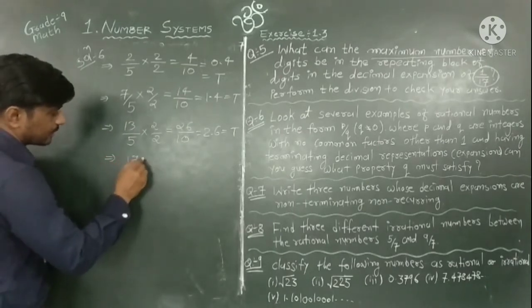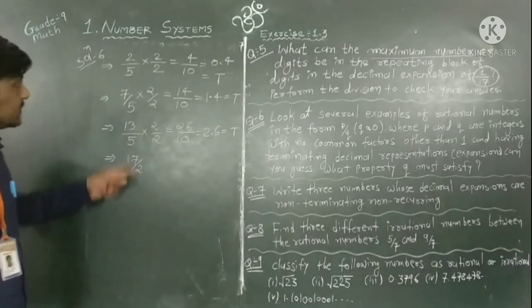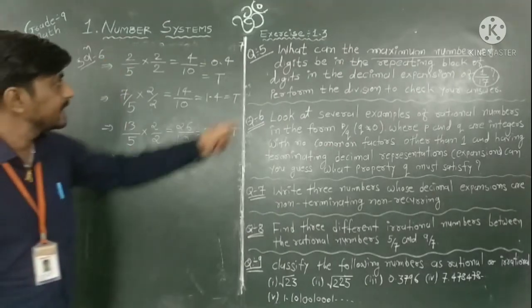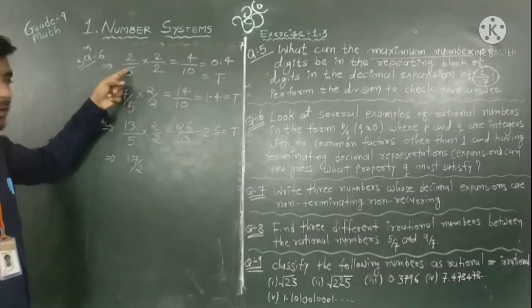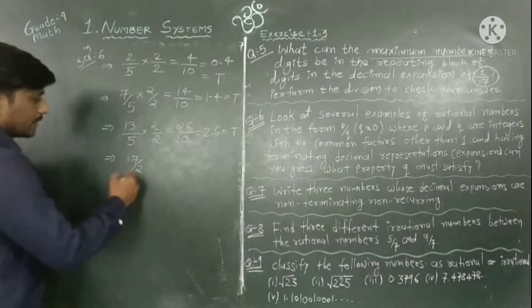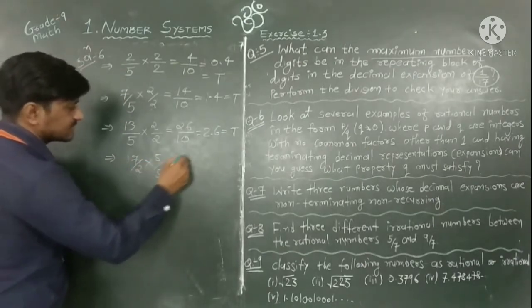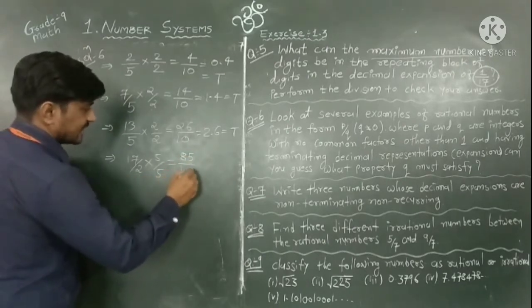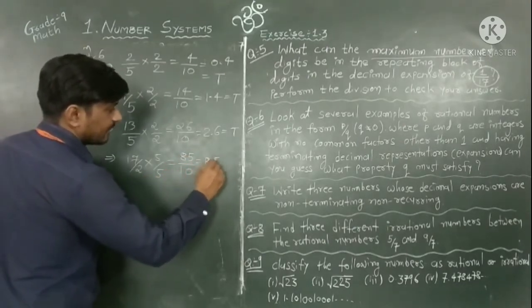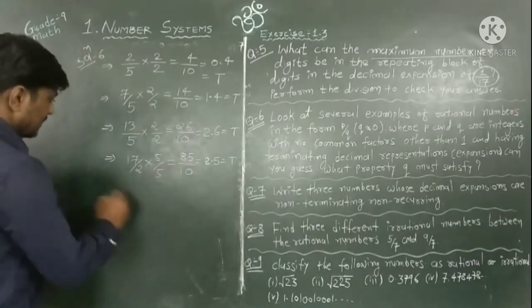Suppose 17 by 2. Now I can take 2 in a denominator. The earlier examples had denominator 5, and here I take 2. Now multiply by 5 by 5. So what happens? 17 5s are 85 and 2 5s are 10. That means 8.5, and that is a terminating number. Got it?